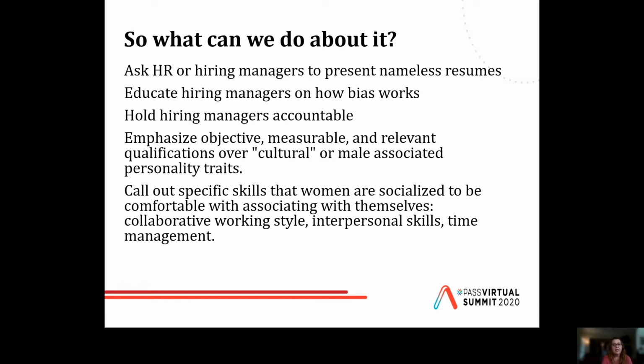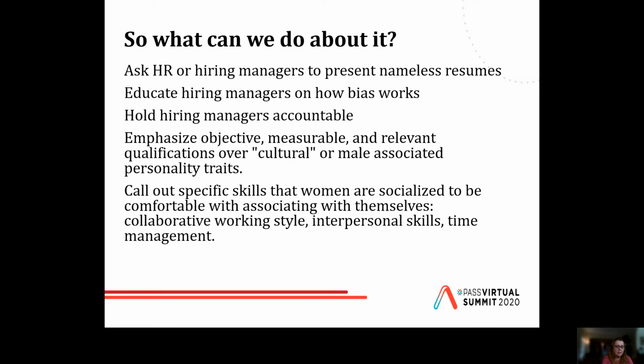So educate your hiring manager on how bias works. Sometimes just pointing out that the problem exists and here are some steps that you can take to fix that actually helps. The goal is to get more people through that first step, so there's more people at the second step and the third step that are women.